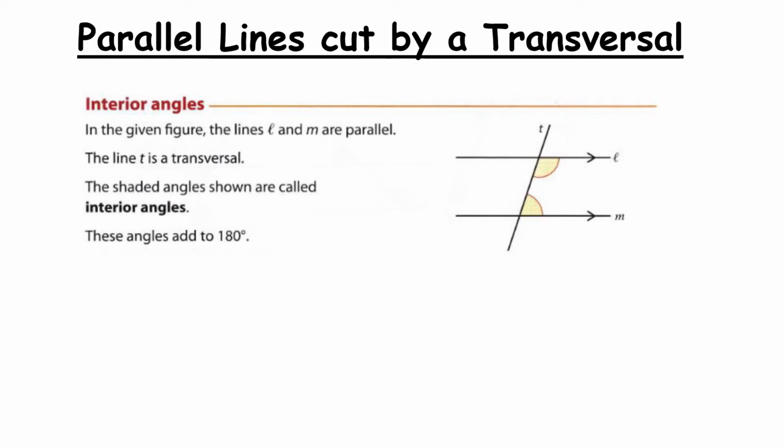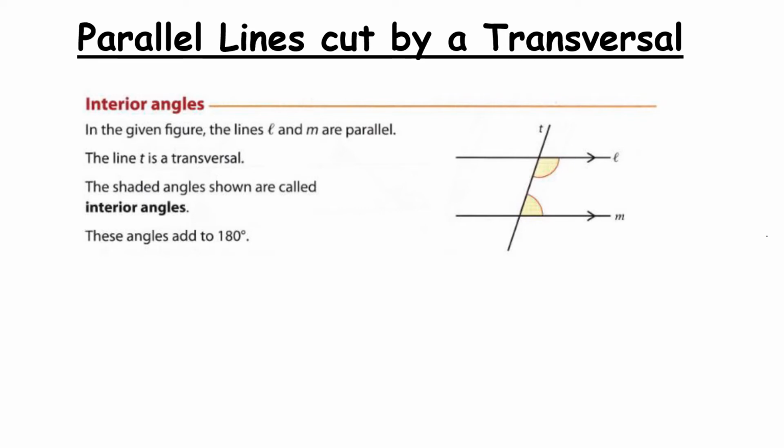The last piece is a useful one to have, but sometimes students forget about this, and that's absolutely fine, but it will make your questions a little bit quicker. And that is that between two parallel lines, when we have a transversal like this, the two interior angles will add to 180 degrees. You can work that out by using the logic of alternate angles.